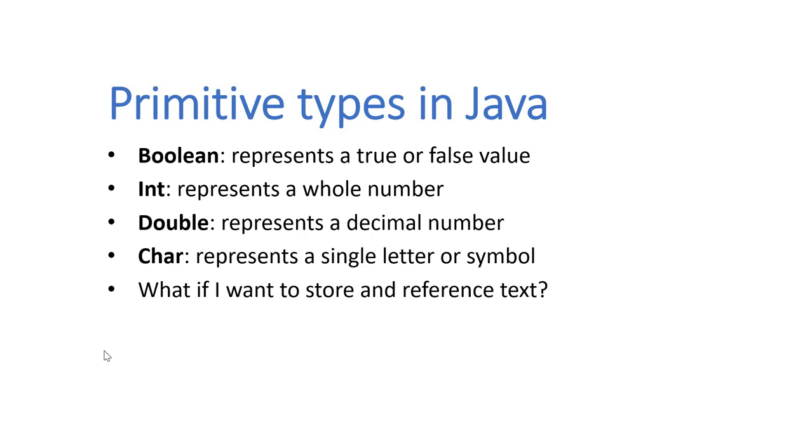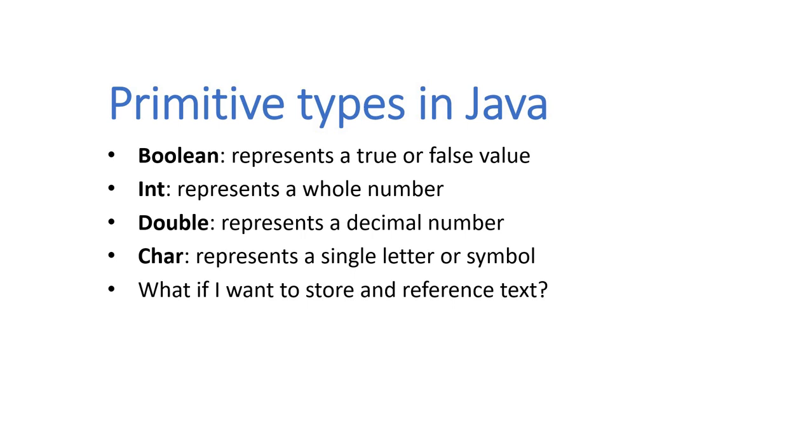So far, we have learned about a few data types. These data types, int, boolean, double, char, were primitive data types. These are great for storing a whole number, true false values, a single letter or symbol. But what if you wanted to store and reference some text? Something that requires more than just a single character.